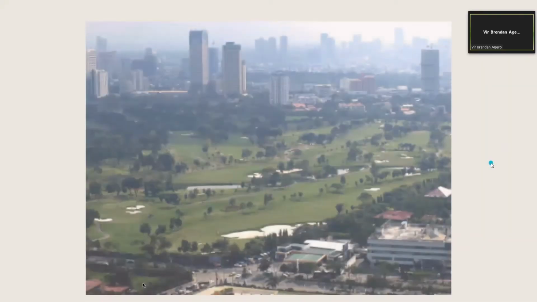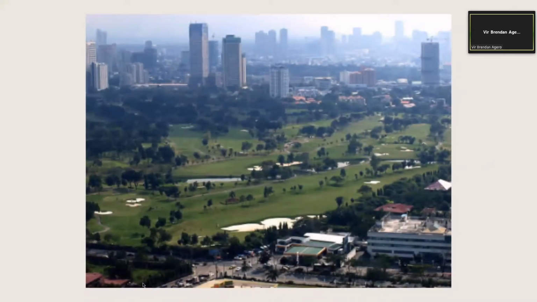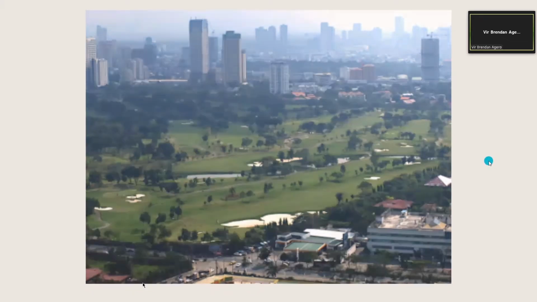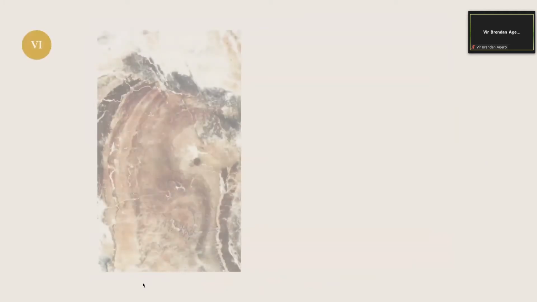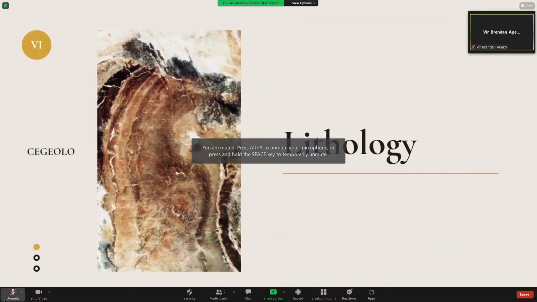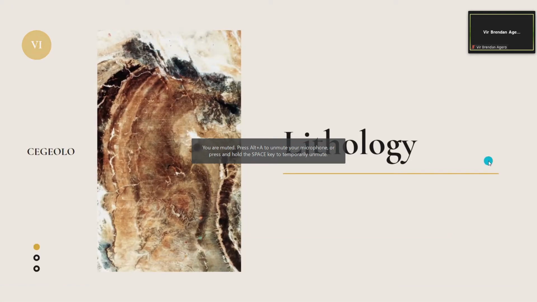Next. This is a picture of the world-class golf course in the northeast area. Okay, so for Mandaluyong's lithology.